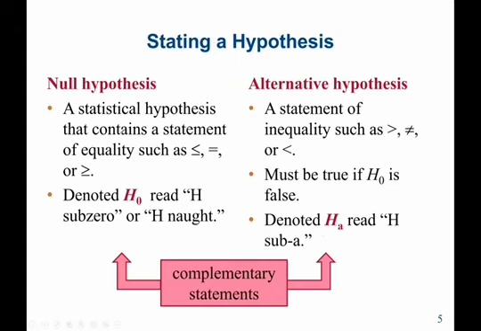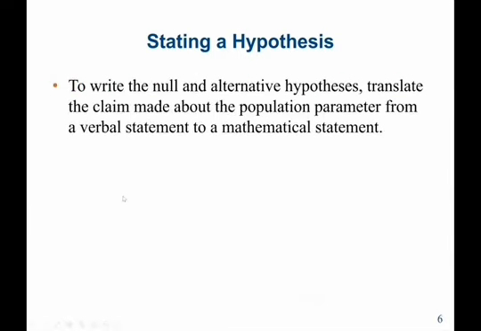Now here we said the two, the null hypothesis and alternative hypothesis, are complementary statements. If the null hypothesis is true, then the alternative will be false. If the alternative statement is true, then the null hypothesis will be false. Now, to write the null and also the alternative hypothesis, we need to translate the claim made about the population parameter from a verbal statement to, again, a mathematical statement.